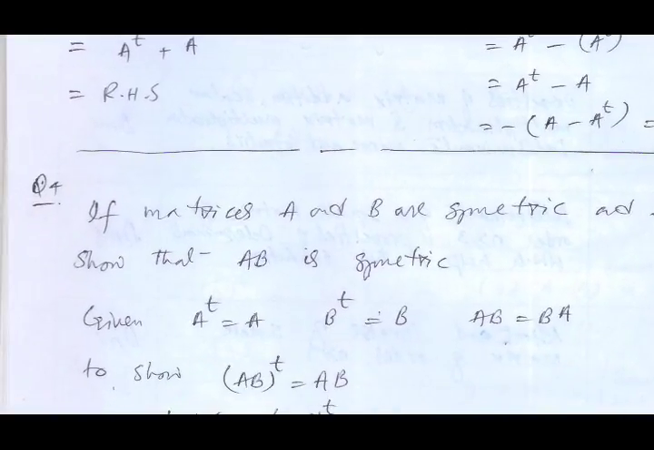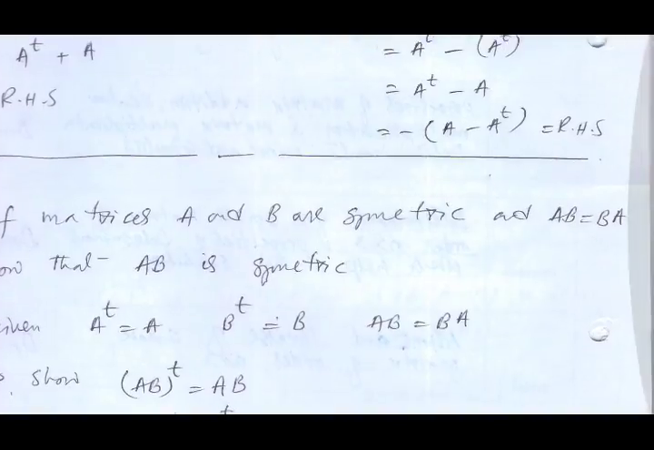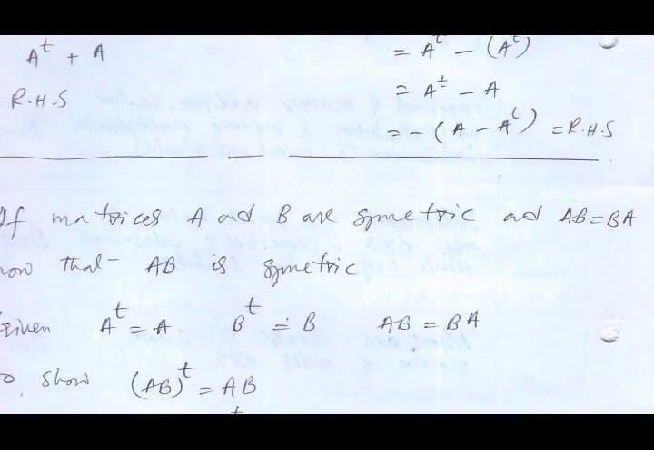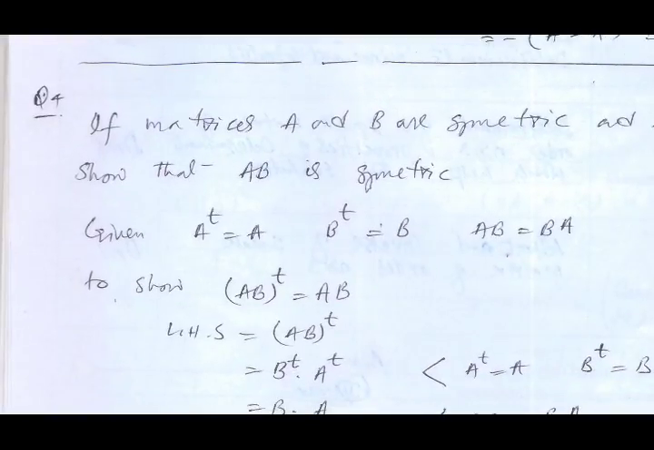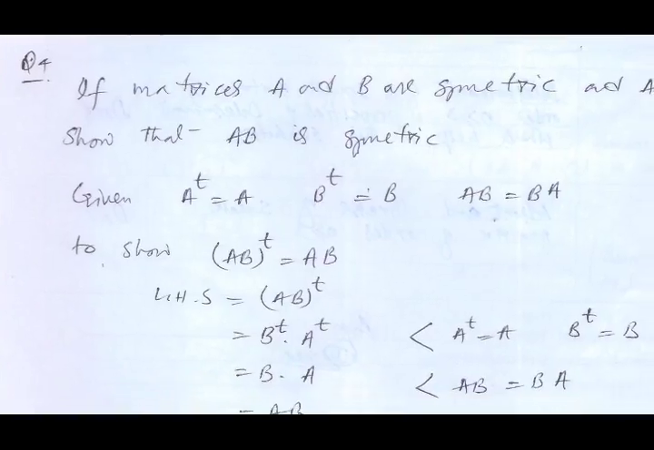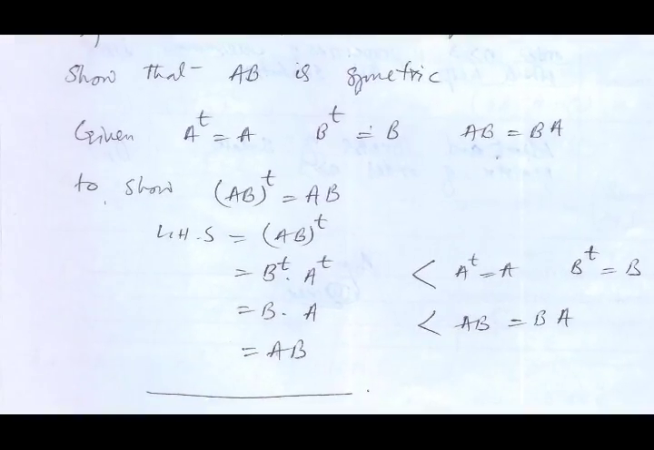Here we have matrices A and B, and given AB is equal to BA, we are to show that AB is symmetric. A is symmetric, therefore A transpose is equal to A. B transpose is equal to B because B is also symmetric, and AB equals BA. 3 conditions are given. Now we show that AB transpose is equal to AB.